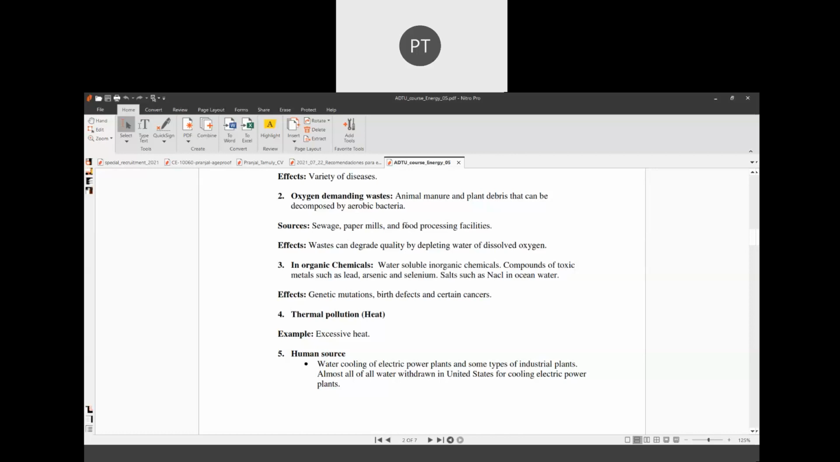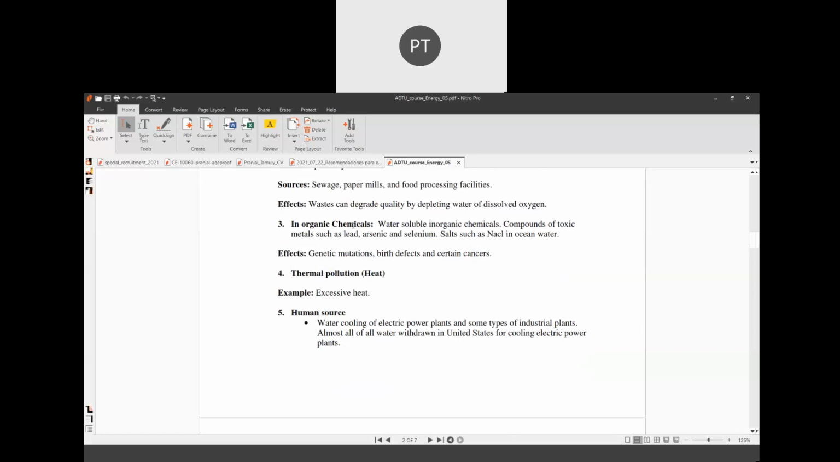Next, inorganic chemicals: water soluble inorganic chemicals, compounds of toxic metals such as lead, arsenic, selenium, and salts like sodium chloride in ocean water. So these are the sources; the presence of chemical compounds like lead and arsenic in the water can cause water pollution. What are the effects of this pollution? It may also cause genetic mutation, birth defects, and certain types of cancer.